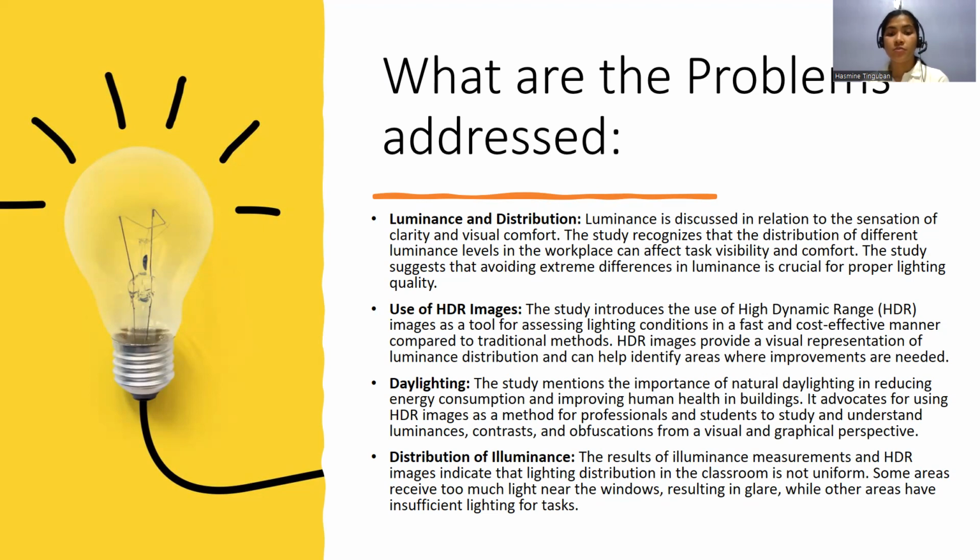And then we have the distribution of illuminance. The results of illuminance measurements and HDR images indicate that lighting distribution in the classroom is not uniform. Some areas receive too much light near the windows, resulting in glare, while other areas have insufficient lighting for tasks. So it is very important to distribute the light equally.